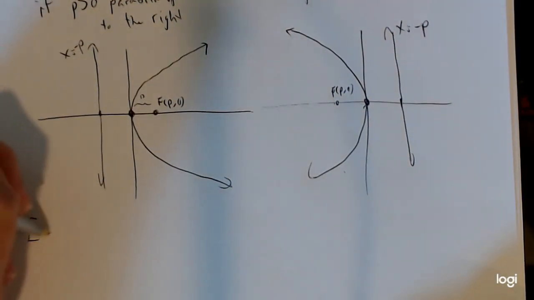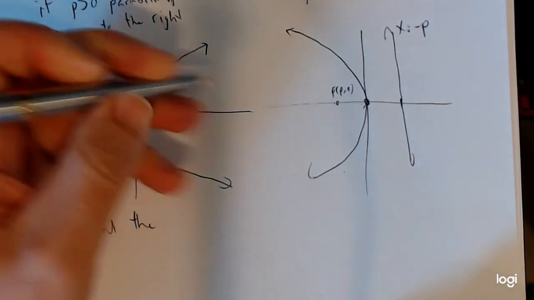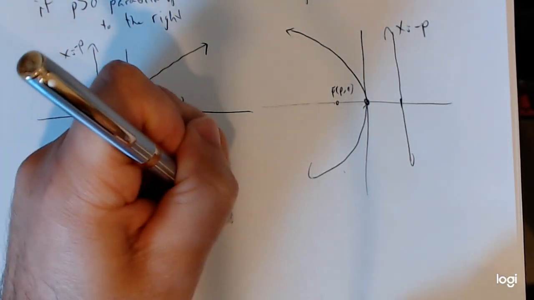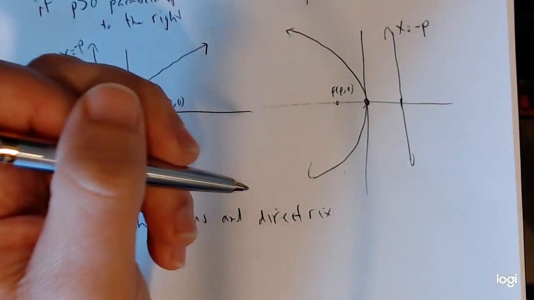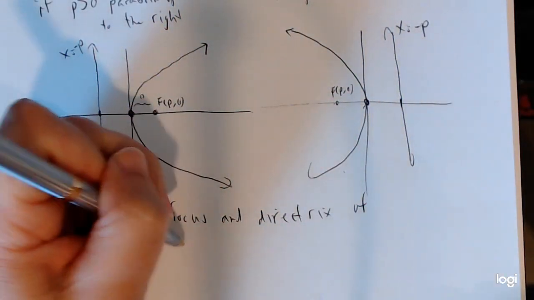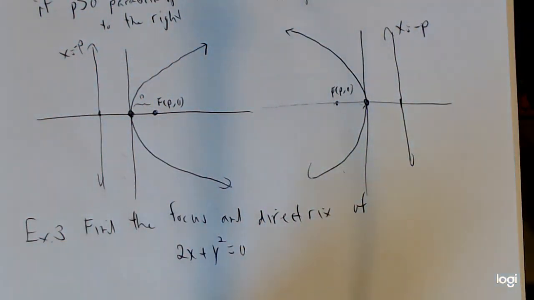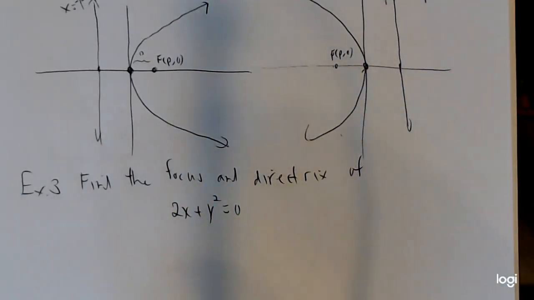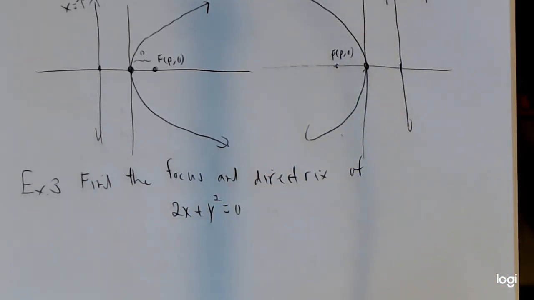So let's move on to example 3, which says find the focus and directrix of 2x plus y squared equals 0. So what is it that we notice? Even though it's not in the form that we like yet, we can clearly see that this is a parabola that opens to the right or to the left. How come? Because the y is squared and the x is just linear, right? So this is going to be a parabola that opens sideways.